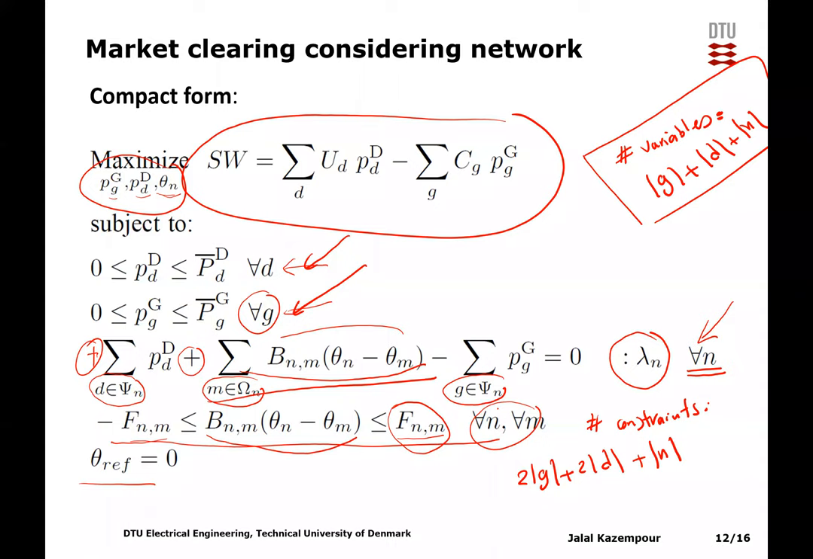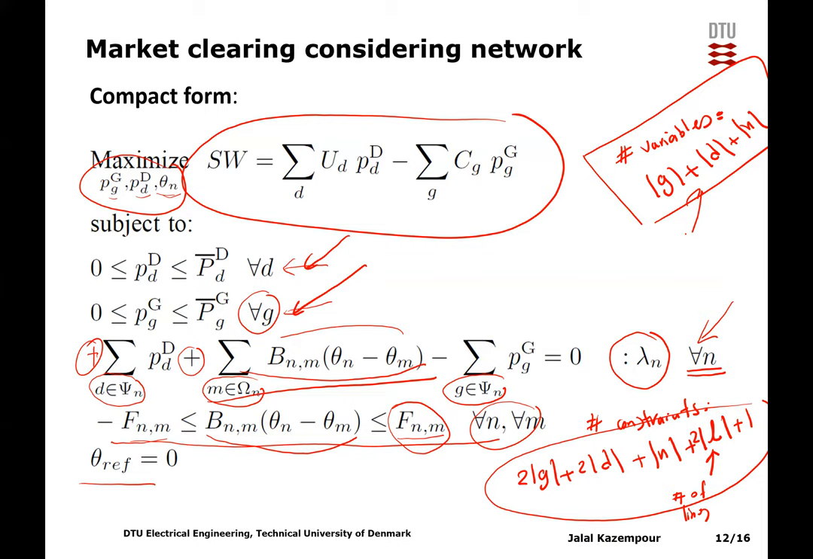Okay, so I call it L, the number of lines. So this is the number of lines and two of them, as you said. What about the last one? There is only one reference angle, so one constraint. Exactly. So this is the number of constraints. So in your course project, this number should be at least 1,000. Very good.